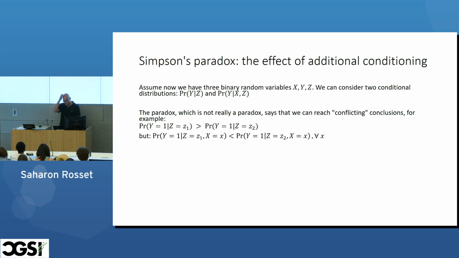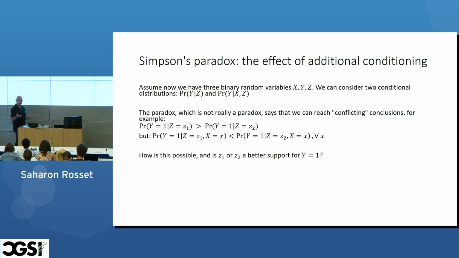So this seems maybe absurd at first glance, but it's not absurd, and it's very possible. But beyond the fact that we need to convince ourselves that it's possible, we really need to ask the question now, as people who care about conclusions that are in some sense actionable or relevant to the world: is the conclusion that Z1 makes Y more likely or that Z2 makes Y more likely?